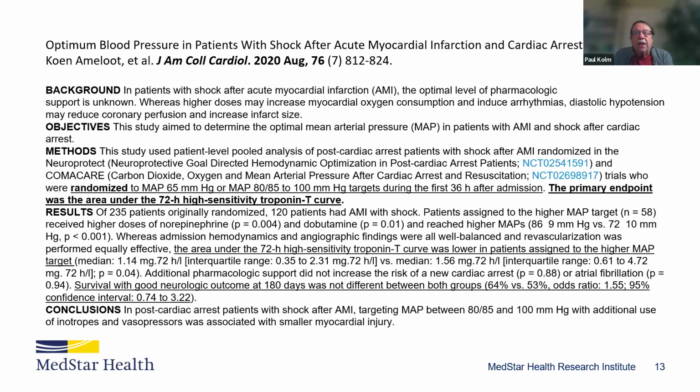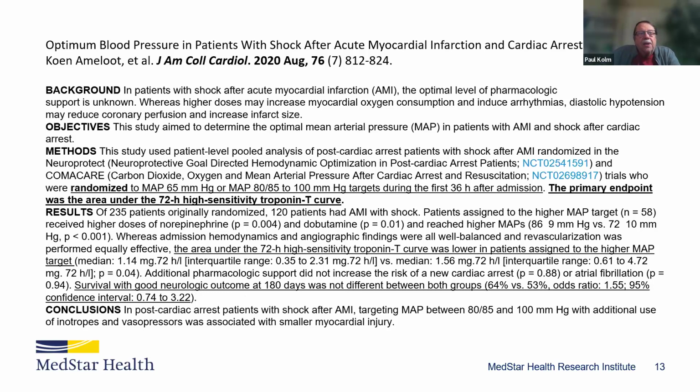Just a couple of things here that we're going to look at in their presentation of the results is their area under the curve was lower in patients assigned to the higher MAP target, and their p-value here is 0.04. But they also make a statement here that is a statement you don't want to make, or that unless you've actually tested that you actually can't make.